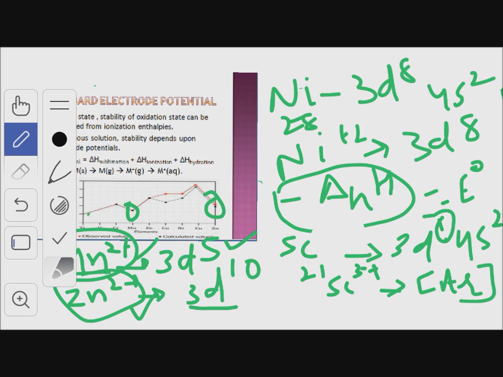That's why its electrode potential value is very low. This is the reason for low electrode potential value of scandium 3+. When the energy is low, stability is high. That's why scandium 3+ is more stable in 3+ state as compared to the 2+ state.